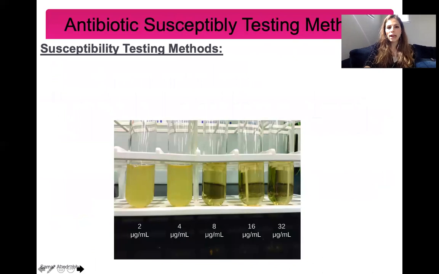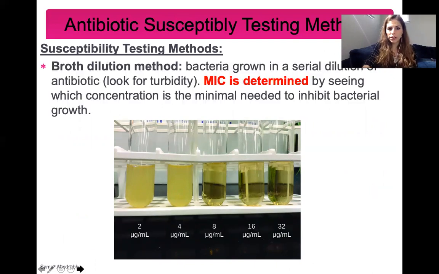So we're going to learn about 3 different susceptibility testing methods. You're going to learn about the broth dilution test, the E-test, and the Kirby Bauer disc diffusion test, which is what you are doing in lab. So you're doing one of the 3, but we're going to learn about all 3 of them.